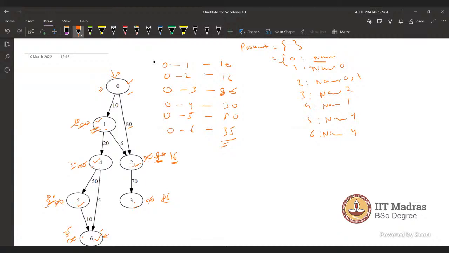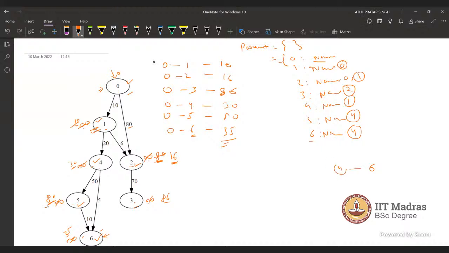So finally we get the parent information for each node. Okay, this is the final one. So we can find out the path. So for example, if we are interested in the path from 0 to 6, we will start from the last node. We will check the parent node of 6. So what is the parent? We will check what is the parent of 6.